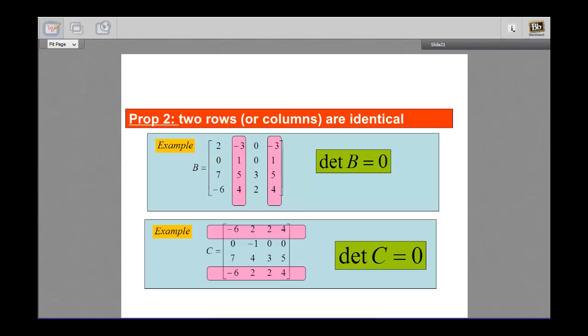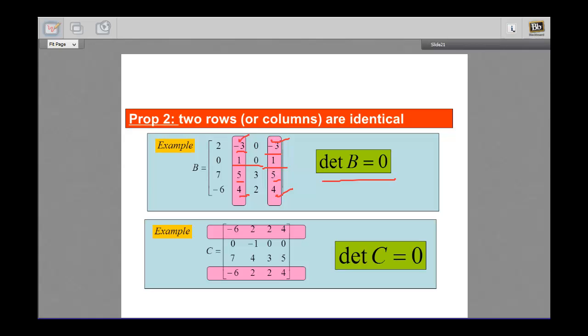Similarly, property number 2 says that whenever two rows or two columns are identical or proportional, the value of the determinant is 0. Here we observe that row 2 and row 4 are the same: minus 3 and minus 3, 1 and 1, 5 and 5, 4 and 4. So we directly say that the value of the determinant is 0.